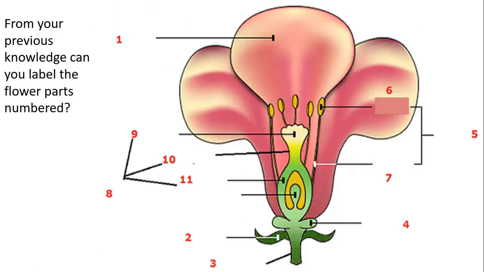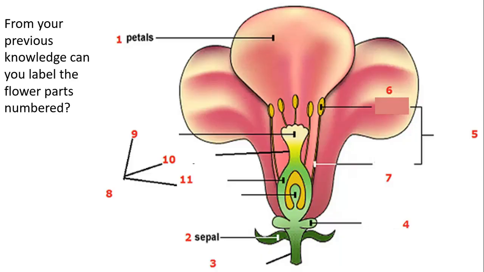The flower is the reproductive organ of the plant. It is where reproduction happens in the plant. Let's take a look quickly at the parts of the flower. Our first part here, these are the petals. These are the colorful parts that attract pollinators. We will learn later what pollinators are.